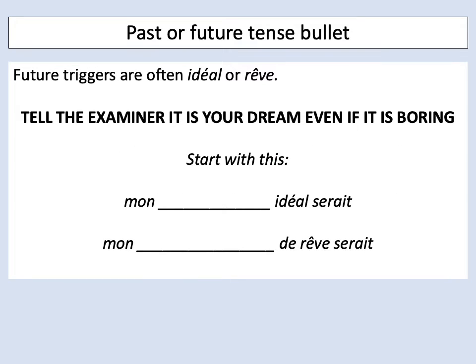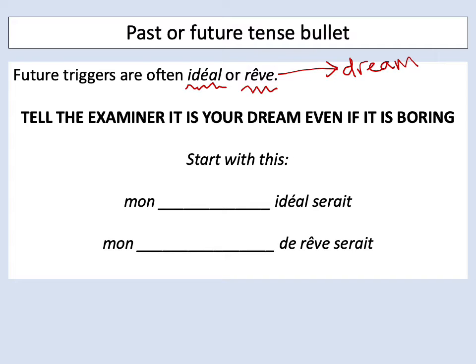Future tense. Again, other triggers that you'll be used to, but in the 150 you often get, you might get these in the 90 as well, idéal or rêve. So rêve in particular is meaning dream, your dream thing. And specifically, these are actually pushing you to write in the conditional about what that thing would be like or would look like. Again, tell the examiner that this is your dream or that this is your ideal thing, even if it is really, really dull.